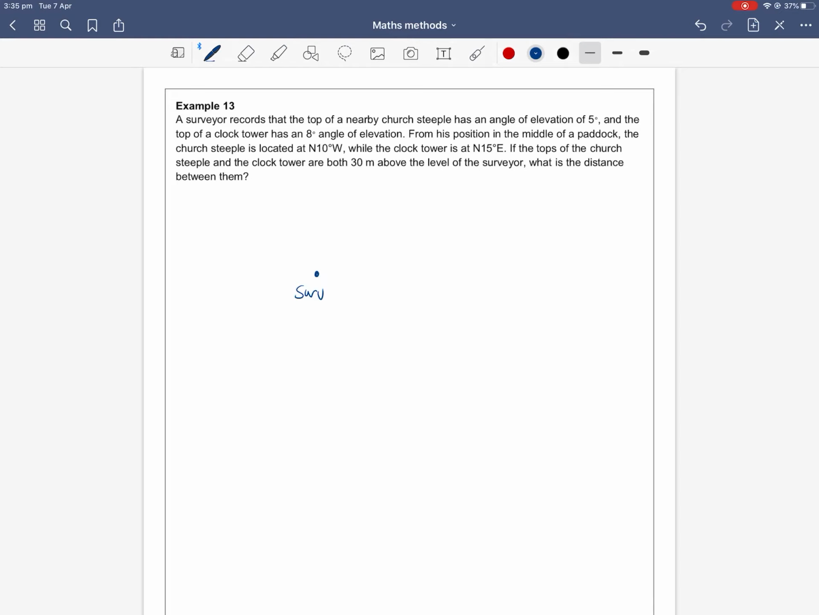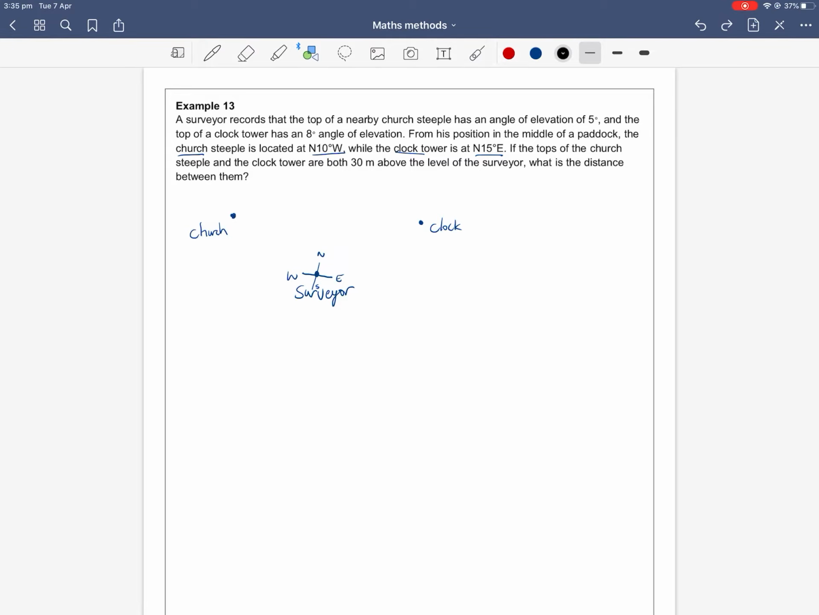So we have a surveyor in the middle of the paddock. I'm just going to call him surveyor. We're told that the church is a bit west of the surveyor, while the clock is a bit east of the surveyor. So something along the lines of, if this is the church, because church is a bit west and clock tower is a bit east, and then on the floor I draw my north, south, east, west indicator just so I can see. So that's north, south, east, west, right?